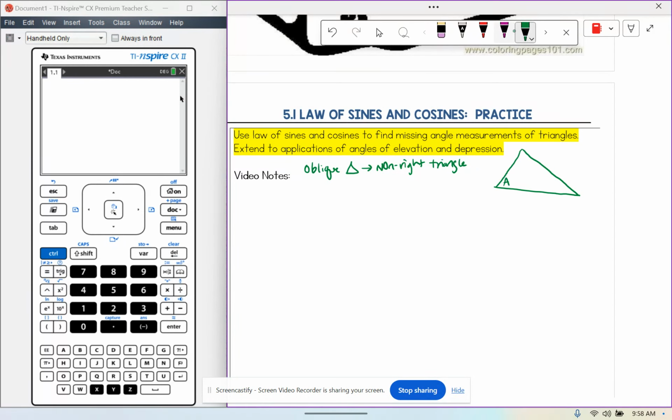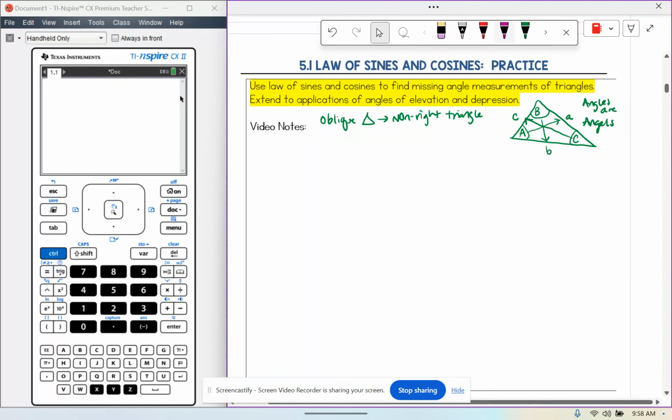You always want to make the angles capital. The side across from it would be lowercase a. Let's say this is angle B, the side across from it would be lowercase b. Let's say this is angle C, the side across from it would be lowercase c. So angles are angels because they guide us to see what corresponding side they are across from. When you're working with law of sines or law of cosines, it's really important that you mock up your figure right away because that's what's going to help you find all your unknowns.